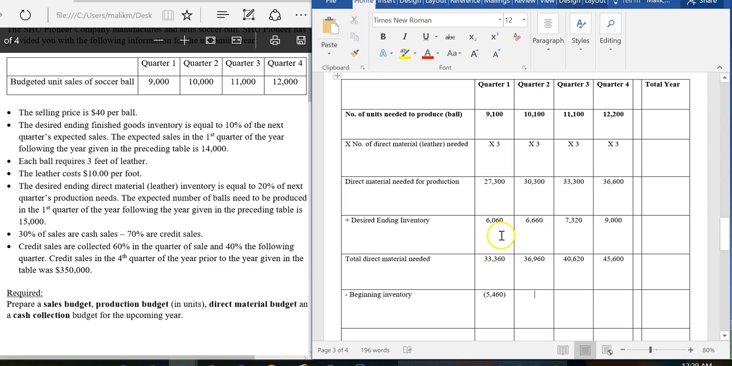The first quarter is a little bit tricky, but for the rest of the quarters we know the past quarter's ending inventory will be this quarter's beginning inventory. So when you are doing quarter two, look at quarter one's ending inventory, which is 6,060. Again, quarter three's beginning inventory will be quarter two's ending inventory, which is 6,660. Quarter four's beginning inventory will be quarter three's ending inventory, which is 7,320.